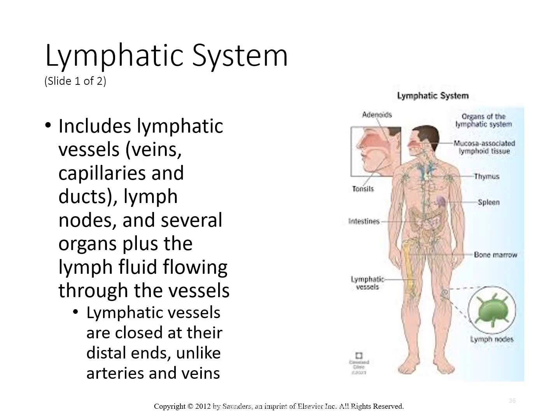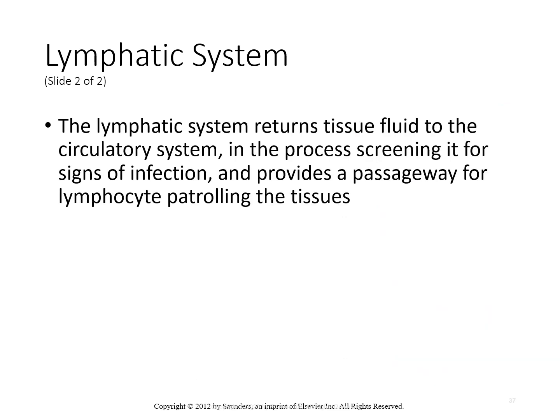All right, the lymphatic system. So this includes the lymphatic vessels like veins, capillaries, and ducts, lymph nodes, and several organs, plus the lymph fluid that flows through the vessels. The lymphatic vessels are closed at their distal ends, unlike arteries and veins. The lymphatic system returns tissue fluid to the circulatory system, in the process screening it for signs of infection, and it also helps to provide a passageway for lymphocytes that patrol the tissues looking for those infections.